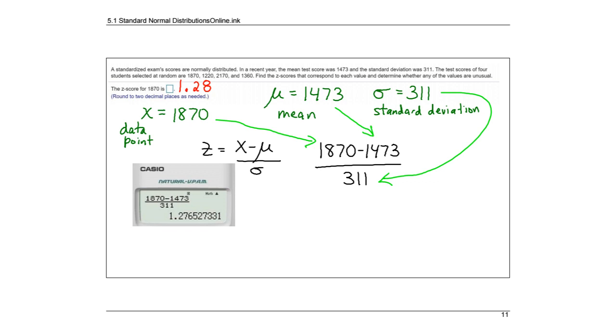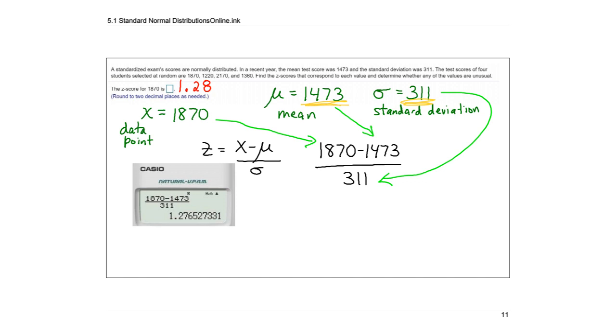It says the mean was 1,473. That's right here. The standard deviation is 311. That's right here. The test scores of 4 students selected at random are 1,870, 1,220, 2,170, and 1,360. It says find the z-scores that correspond to each value and determine whether any of the values are unusual.